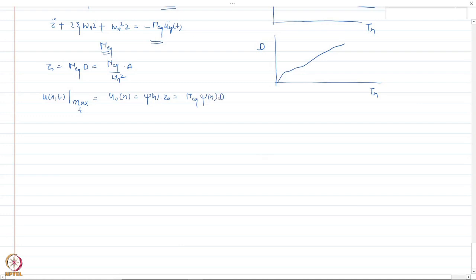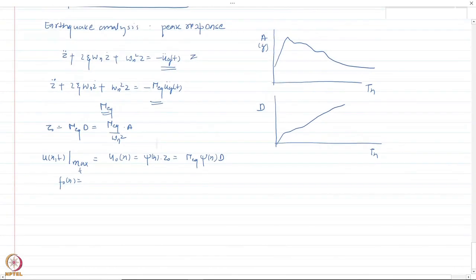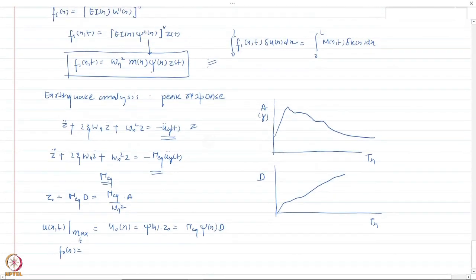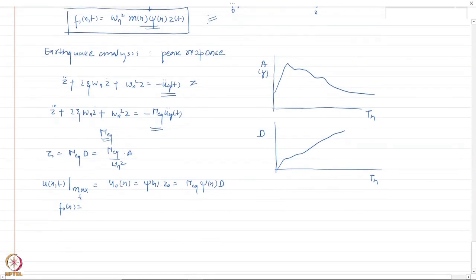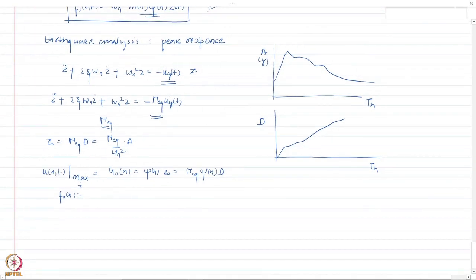So the peak equivalent static force can be written as, remember, this is my unit. If you look at the expression here, all I need to do is substitute zt equal to z naught, and that would give me the peak value of the equivalent static force.